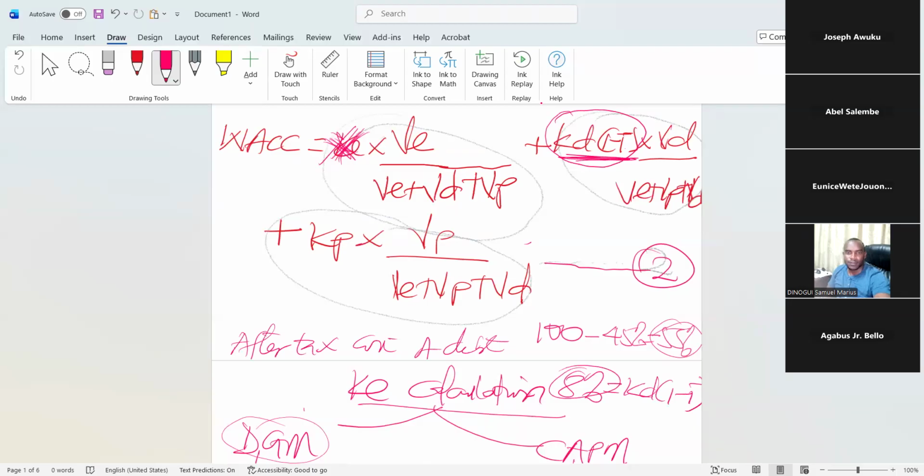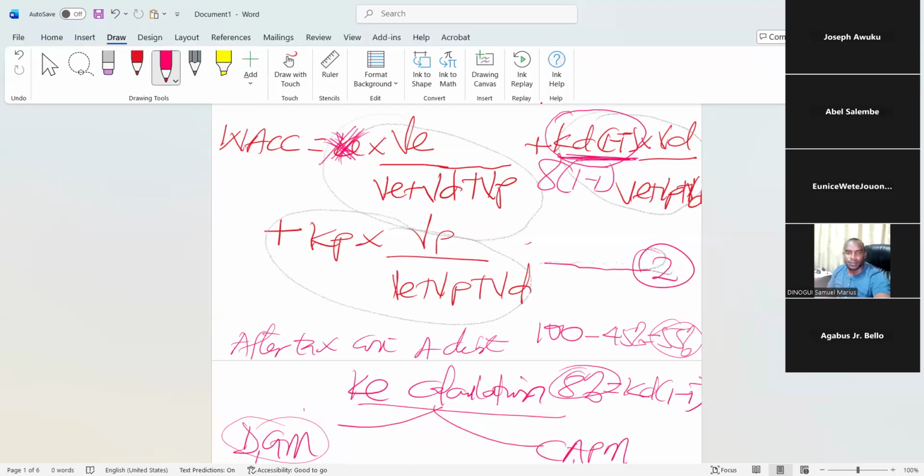Then you can come and slot your 8 here and say 1 minus T, because he said the cost of debt is before tax. Before tax means he has not taken tax from it. But when he says it's after tax, that means he has already taken tax from it. Don't go and take tax again from it. There's going to be double taxation if you try to do that.